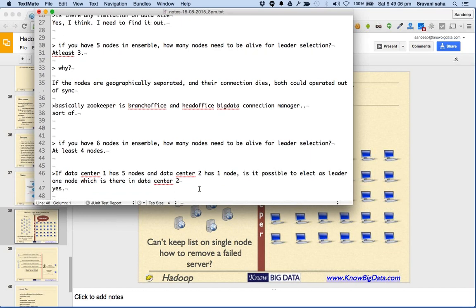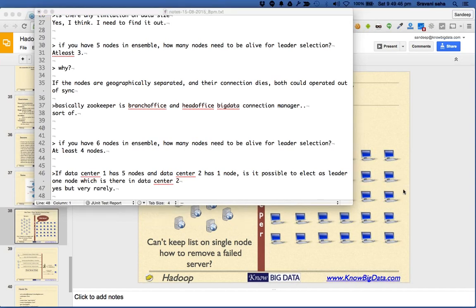Definitely. It is based on the ping, the heartbeat. In case the heartbeats are doing great between all these nodes, then a node from data center 2 can also be elected. But the probability of that happening is very low. Reason being, mostly if it's a network issue, all the nodes in data center 1 will win. All right? Very good question.